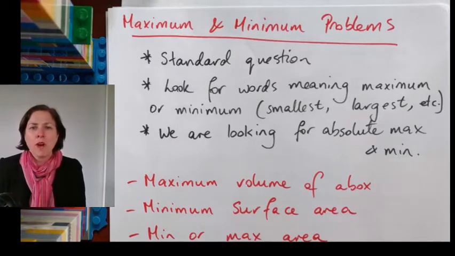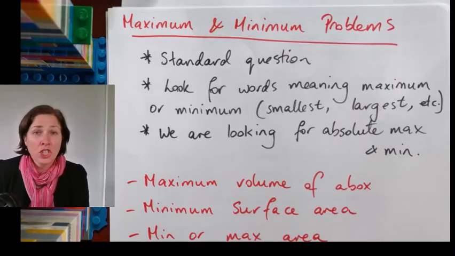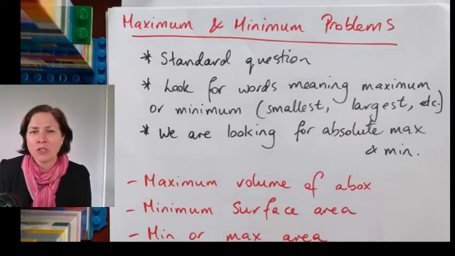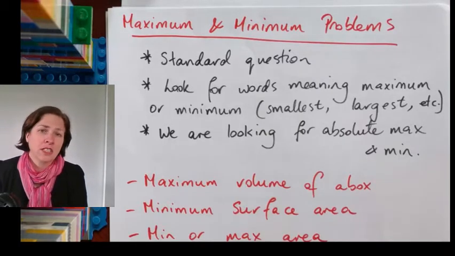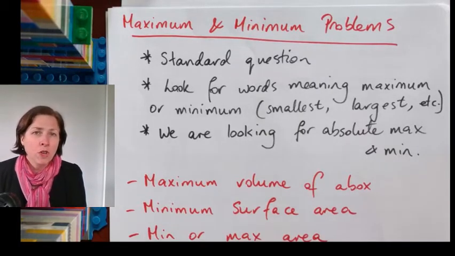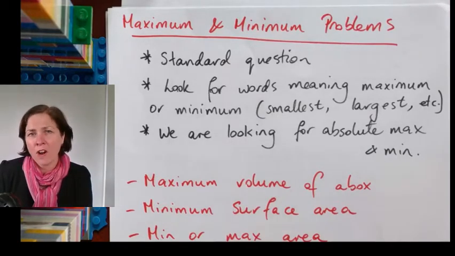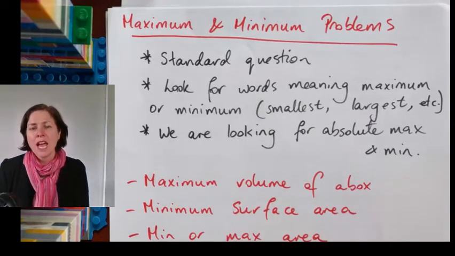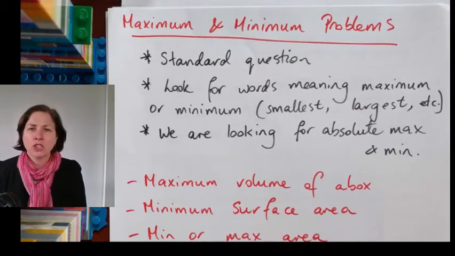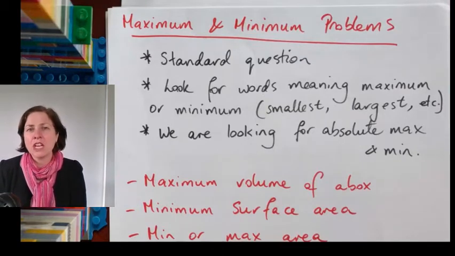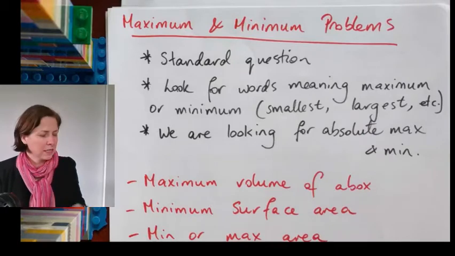One of the things that you look for in the question, the first key really, is identifying that you've got a maximum and minimum problem. So you look for words meaning max or min, such as smallest, largest, and so on. And what we are looking for, you must remember, is the absolute max and min. Now we've just learned how to find absolute max and min. And one of the key things we're going to do today is learn how to go from a worded problem in order to find our equation, which we can then use to maximize or minimize.